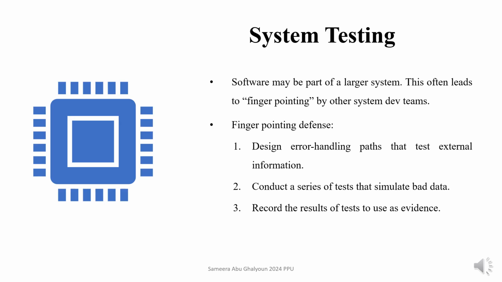System testing. Software may be part of a larger system. This often leads to finger-pointing by other system dev teams. Finger-pointing defense: 1. Design error handling paths that test external information. 2. Conduct a series of tests that simulate bad data. 3. Record the results of tests to use as evidence.